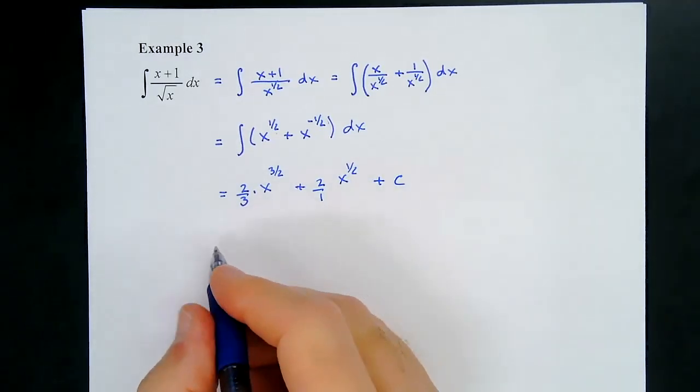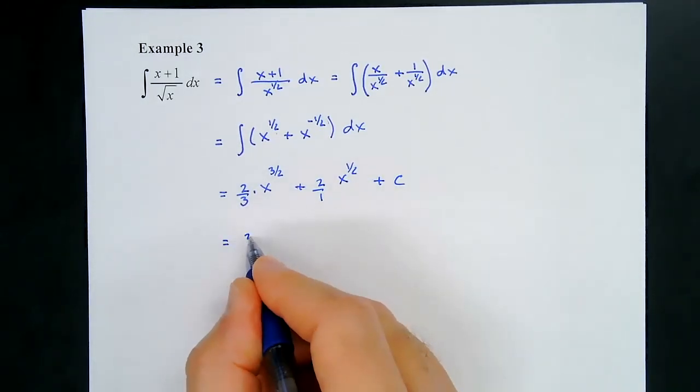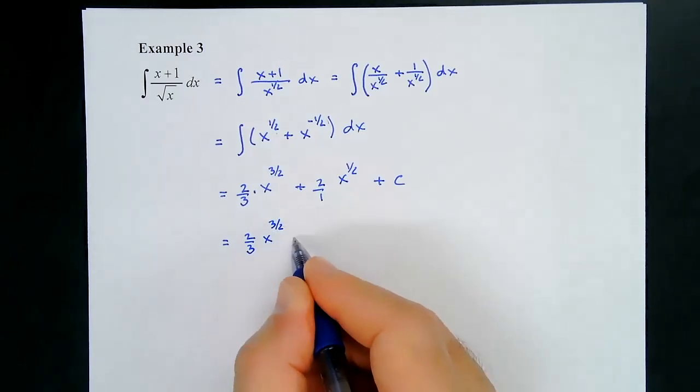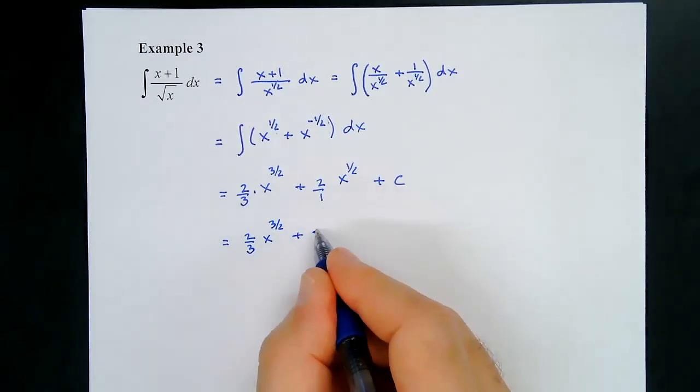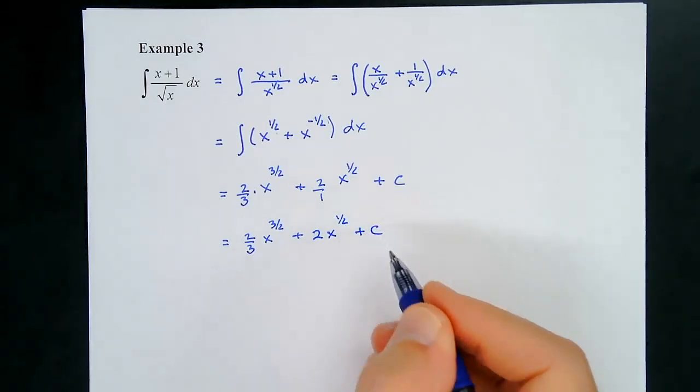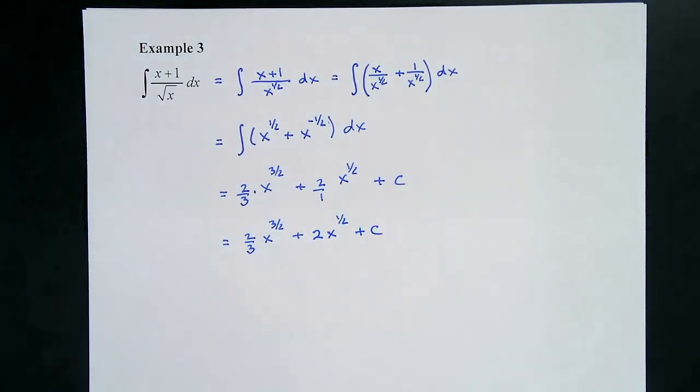So now it's just a matter of cleaning this up. This becomes 2/3 x to the 3/2 power plus, and 2/1, we would just write 2, x to the 1/2, and then plus some constant c. Okay, and that's the power rule. So this is where, okay, you have to rewrite it.